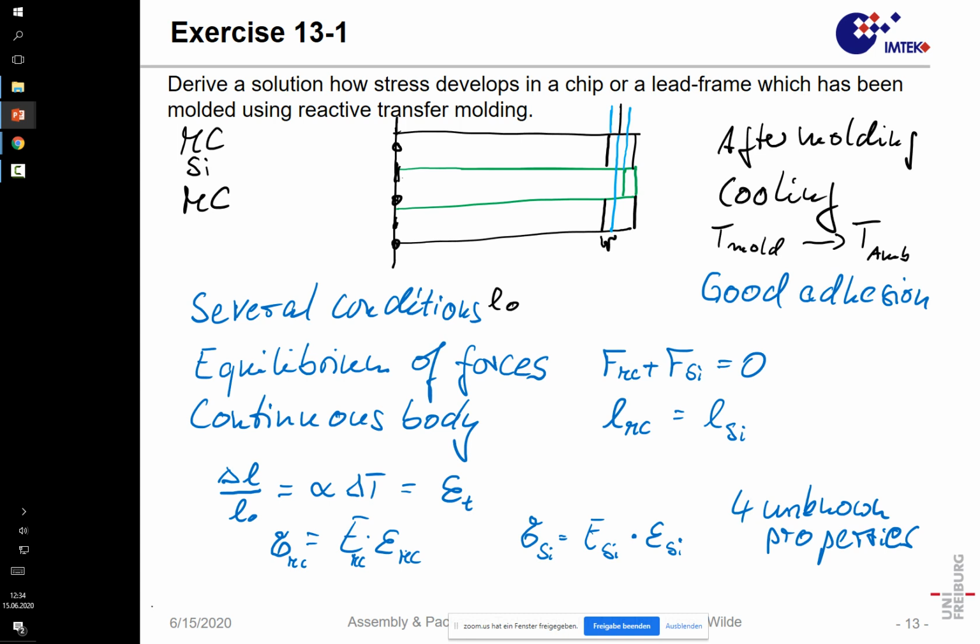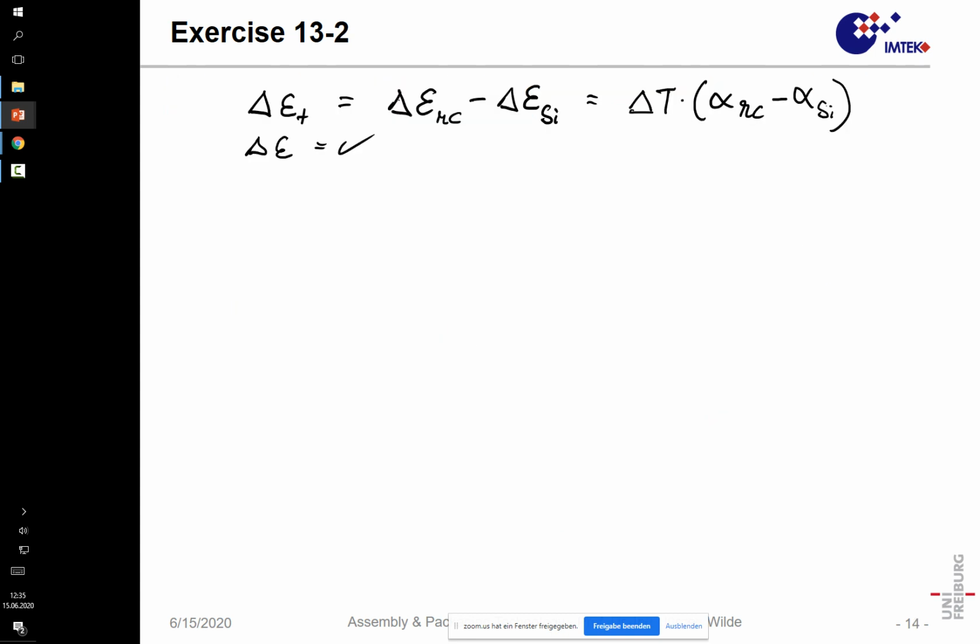That would be the same as the delta epsilon T. So now we have a look. The molding compound is pulled, so it has a positive sign, and the silicon is compressed, so it has a negative sign. So we must take the difference.